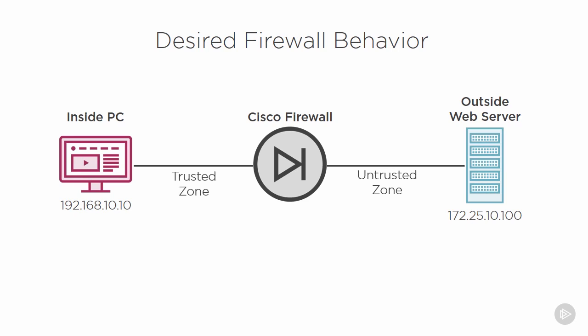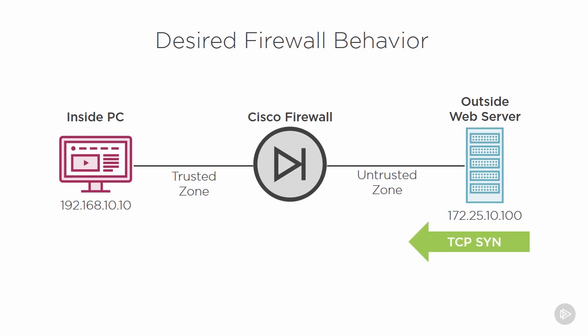If I'm a user on that inside PC and I want to browse to the outside web server, I want to send a TCP SYN message to that server. I want the server to be able to reply to me, and I want to be able to send the TCP ACK so we can complete the three-way handshake and then transfer any information we want. That's what I'm looking for. I need that firewall to allow me to send out a SYN message, receive a SYN ACK back, and then be able to send the TCP ACK out again, and then be able to transfer data over that connection.